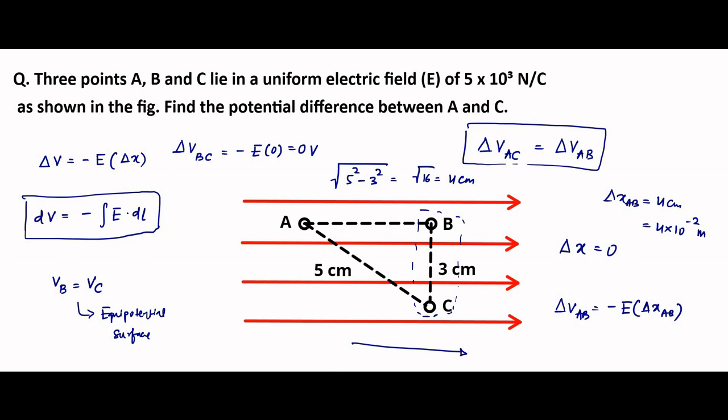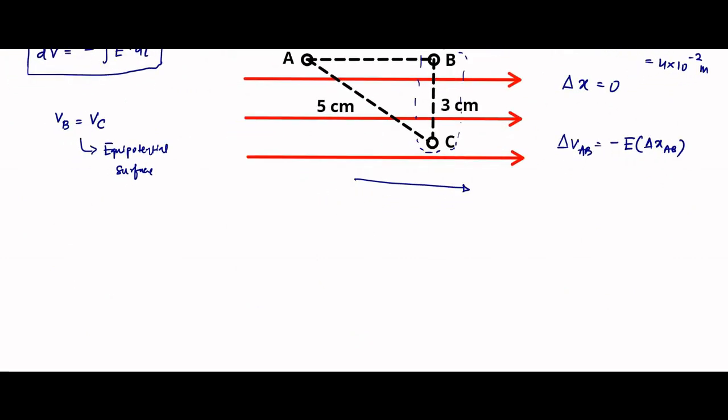For example, let us say we have electric field lines like this, and there are two points. There is one point here and there is one point here. So here there is some difference in their position along the line of the electric field in this direction. Okay, we are not considering this separation gap, we are considering this separation gap. So here for B and C, the separation gap along the field direction is 0. Here it is 3 cm, but along the electric field line direction, that is 0.